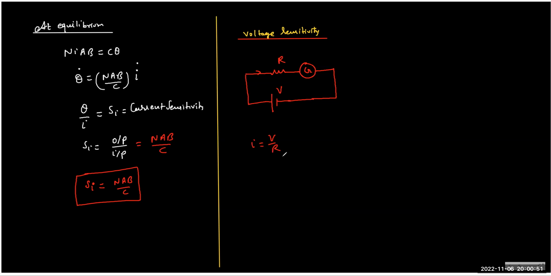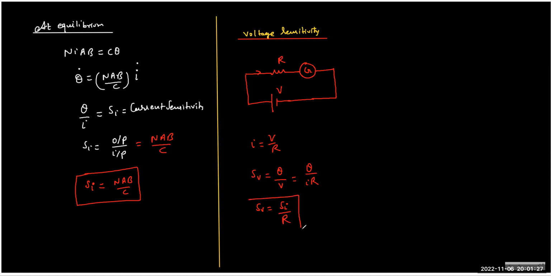The current will be V by R, and therefore the voltage sensitivity is called deflection per unit applied voltage. So deflection in the galvanometer per unit applied voltage is called voltage sensitivity, because here the input is voltage and output is deflection. And V we can write as I into R.